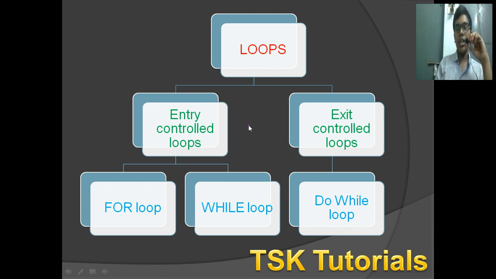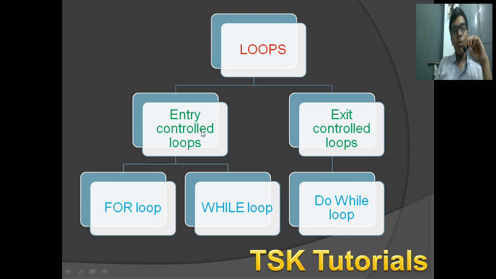Say we have to print "my class" 100 times. Later we should not print even one more time. That means we have to control the loop at that 100th position. So the loops must be controlled. That control can be given at the entry, or we can give the control at the exit. But what happens when we give the control at the exit, or at the entry? Let's see all those in detail.